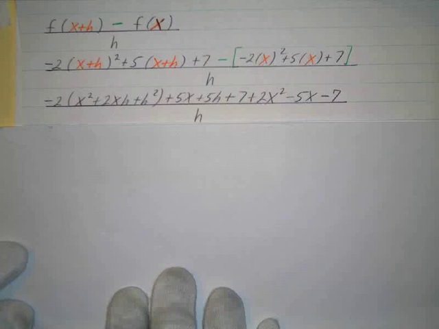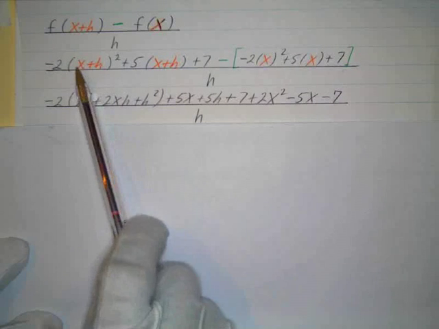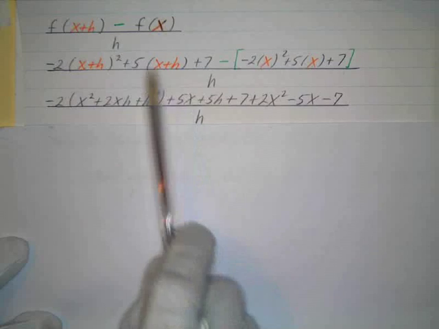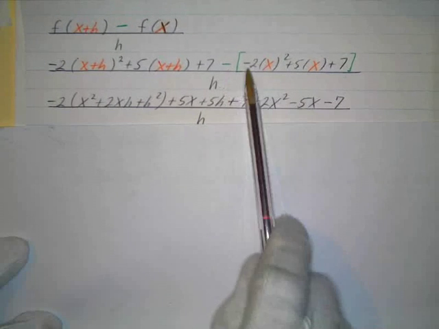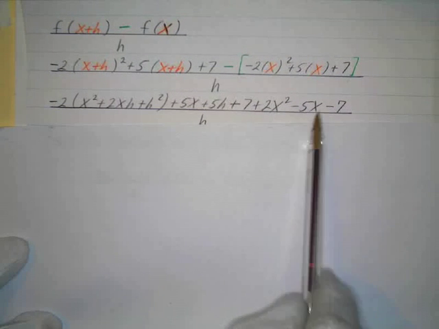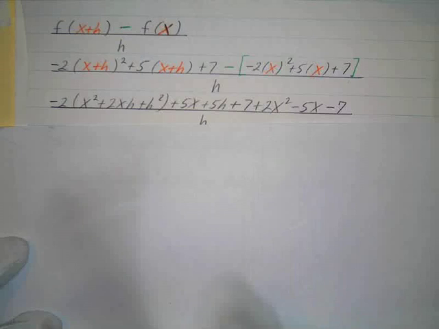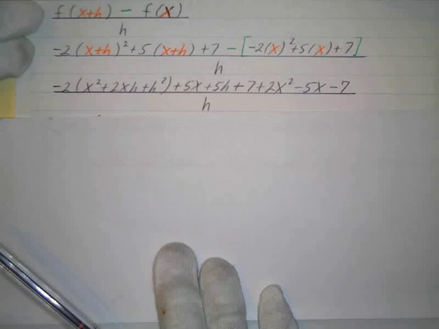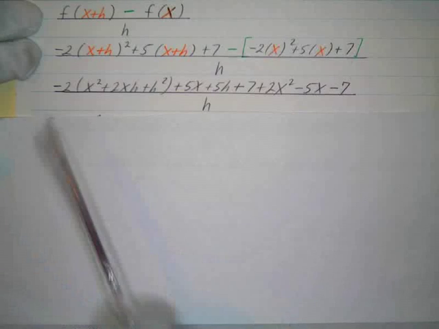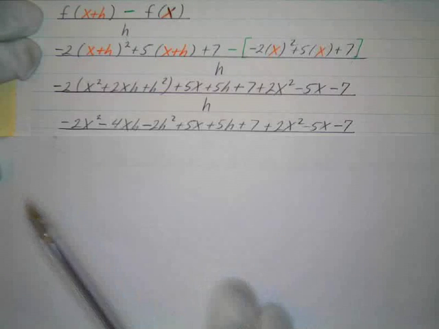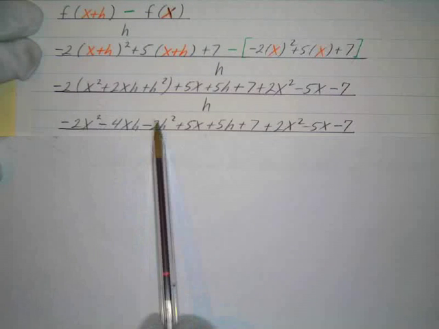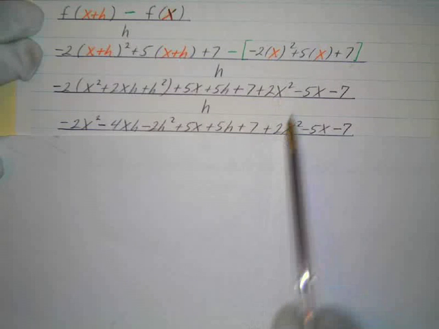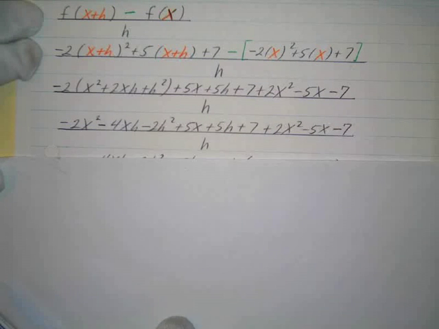Some of you might try this by skipping steps. You've got to be careful. x squared plus 2xh plus h squared. I can multiply 5x, 5h plus 7 plus 2x squared, negative 5x, negative 7, all over h. I guess that makes sense. Then I can multiply out here: negative 2x squared, negative 4xh, negative 2h squared, and then everything else is the same. Comes down, comes down, comes down.